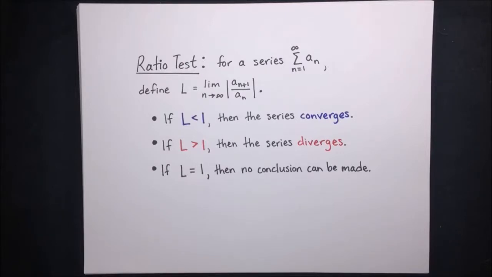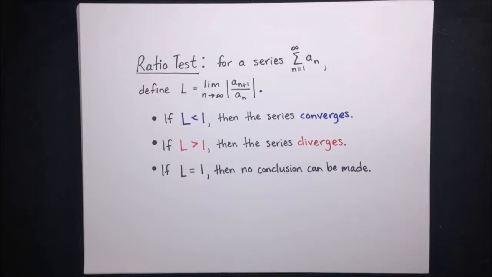So the terms would be getting smaller and smaller in magnitude, and therefore it would make sense that the series would converge. On the other hand, if L is greater than 1, then it's like the terms of the series keep getting bigger and bigger because their magnitude is multiplied by a factor that's greater than 1. So it would make sense that the series would diverge in that case.